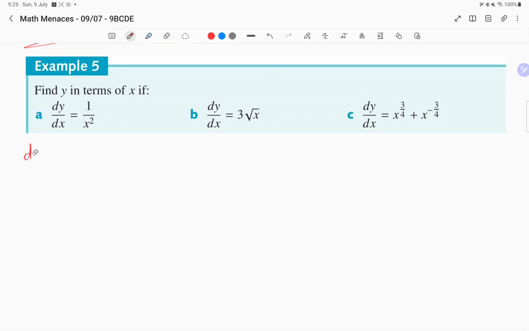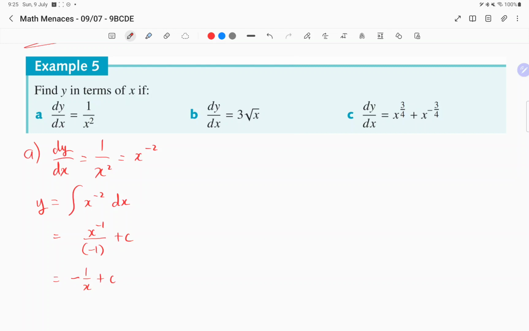Okay, so how do we do something like this? Question A, dy over dx, the derivative, is 1 over x squared. Now you have to change that to x to the power negative 2. Then you would write y is equal to the antiderivative of x to the power negative 2 with respect to x. When you antiderive that, raise the power by 1. Remember the order: you raise the power first, then you divide by the new power, which is negative 1, and add the plus c. So that would be negative 1 over x plus c. Any questions? No? All good?